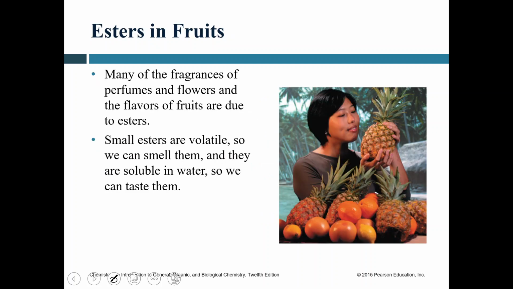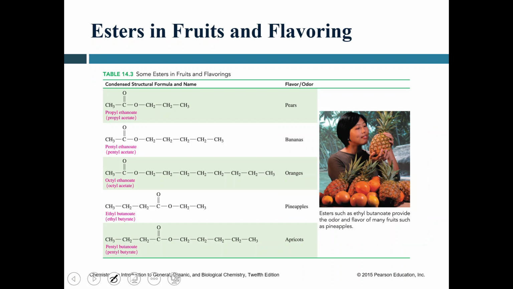Turns out that many fragrances of flowers and fruits are due to esters, and usually those esters are rather small, so they're volatile, they evaporate really easily, and we can smell them. They also are usually soluble in water, so we can also taste them. So here's the table showing you some interesting esters that are responsible for flavor or odor.